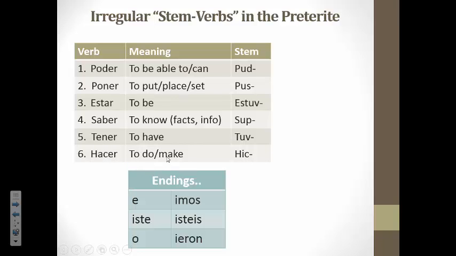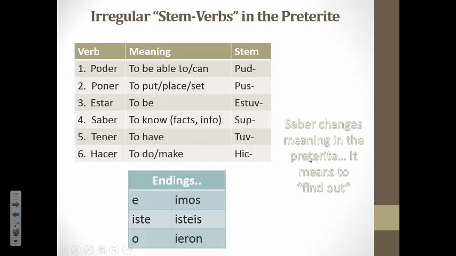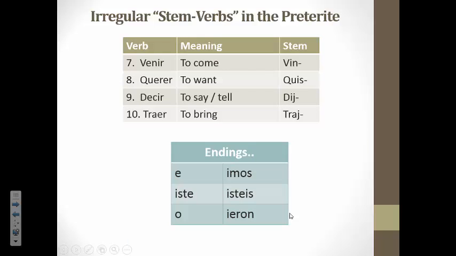Hacer, to do or to make. Its irregular stem is H-I-C, hic. Number 7, venir, to come. Its irregular stem is vin, V-I-N. Querer, to want. Its irregular stem is quis, Q-U-I-S. Number 9, decir, to say or to tell. Its irregular stem is dij, D-I-J. And traer, to bring. Its irregular stem, traj, T-R-A-J.